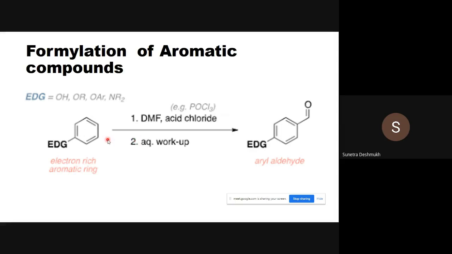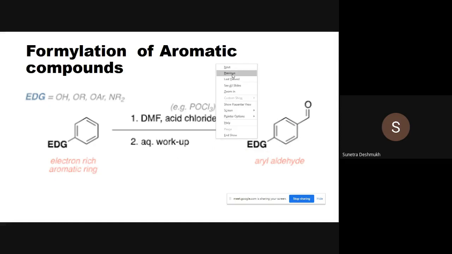So this is the aromatic system. We are going to treat this aromatic system with the formylating reagent. Here we are going to use N,N-dimethylformamide and phosphorus oxychloride. With the help of DMF and POCl3, we are going to synthesize the Vilsmeier reagent first, and then this Vilsmeier reagent acts as the electrophile, and that will react with this nucleophilic electron-rich aromatic ring. After the reaction between the Vilsmeier reagent and the aromatic system, finally we do an aqueous workup to get the aryl aldehyde as the product.